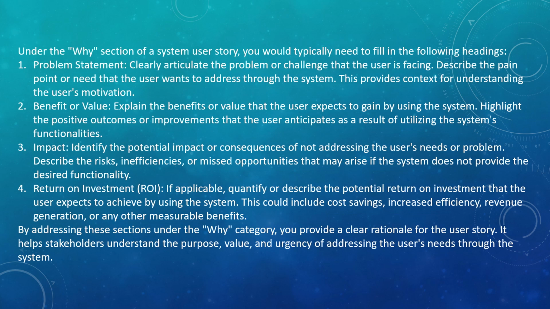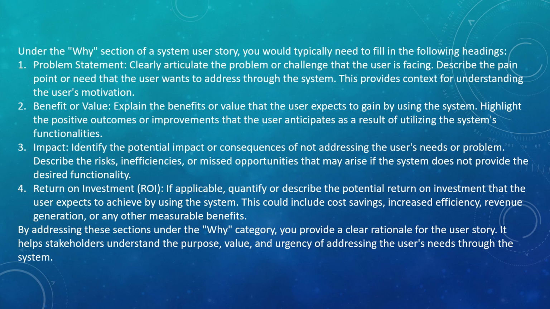Under the Why section of a system user story, you would typically need to fill in the following headings: problem statement. Clearly articulate the problem or challenge that the user is facing. Describe the pain point or need that the user wants to address through the system. This provides context for understanding the user's motivation.